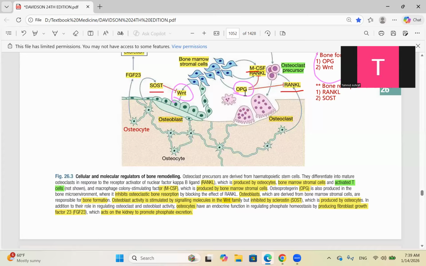So OPG. Here we see that OPG is released by bone marrow stromal cells. RANKL is released by bone marrow stromal cells, osteocytes also, and also activated T cells as we learned. WNT is released by bone marrow stromal cells. OPG and WNT both are released by bone marrow stromal cells.